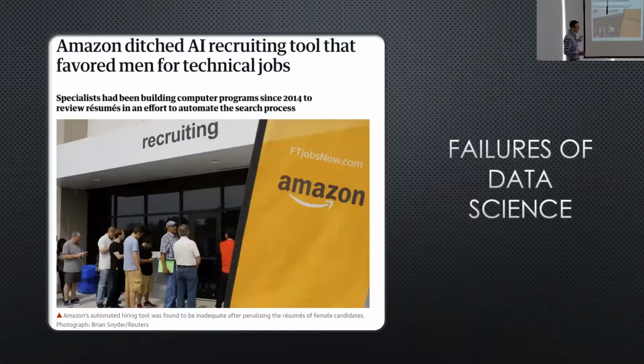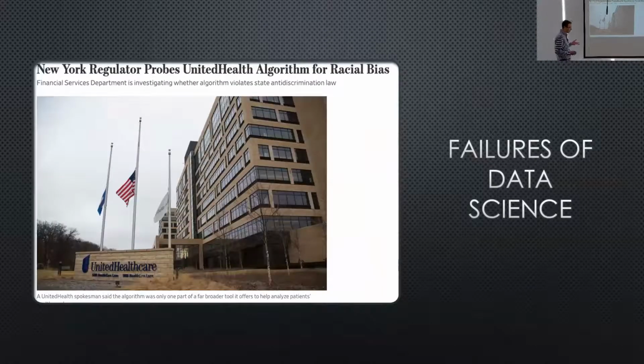For example, the Amazon recruiting tool that was gender biased, preferring male applicants over female ones, after it was trained over 10 years worth of biased data. Another example is the alleged racial bias in the United Health algorithm, where the algorithm called Impact Pro was supposed to give a risk score for each patient and ended up preferring white patients over sicker Black patients.